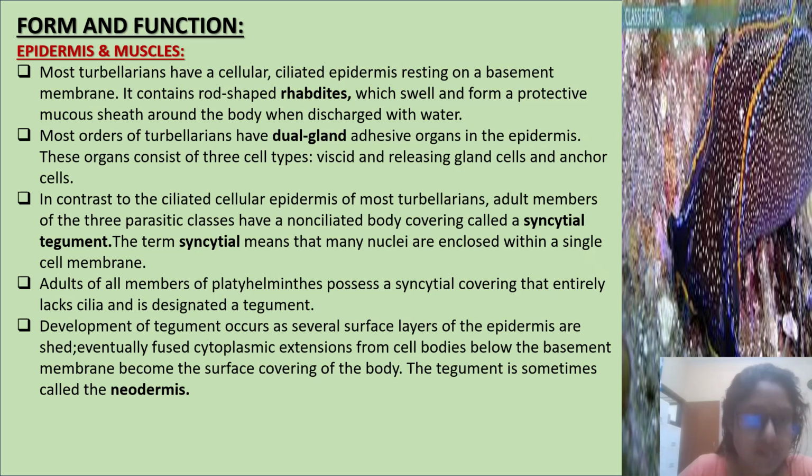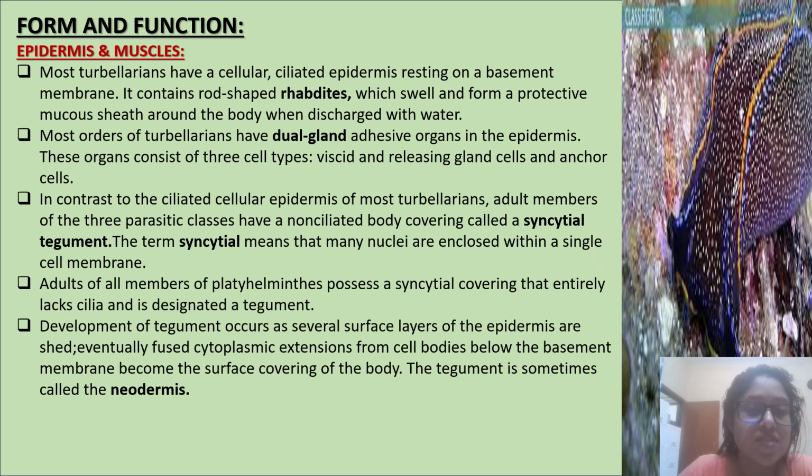Most turbellarians, a class of the phylum Platyhelminthes, have a cellular ciliated epidermis resting on a basement membrane. It contains rod-shaped rhabdites which swell and form a protective mucus sheath around the body when discharged with water. Most orders of turbellarians have dual gland adhesive organs in the epidermis. These organs consist of three cell types: viscid and releasing gland cells and anchor cells.